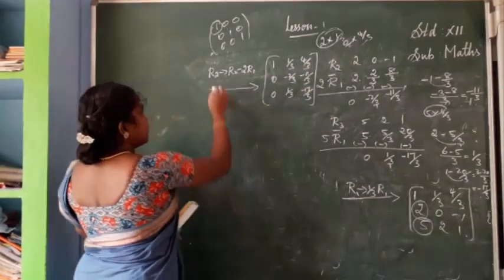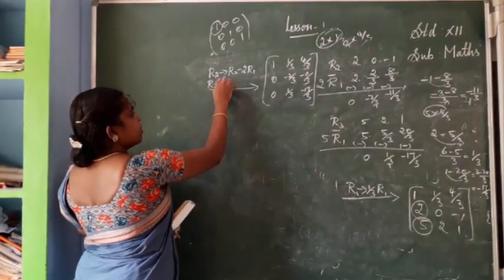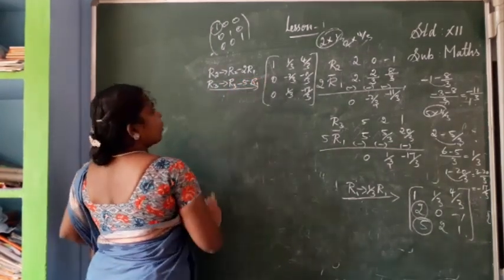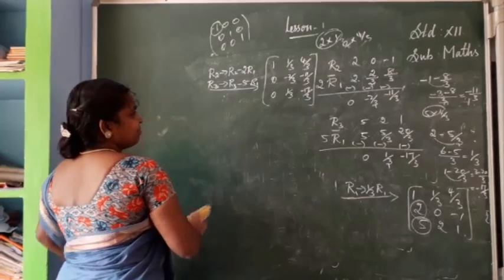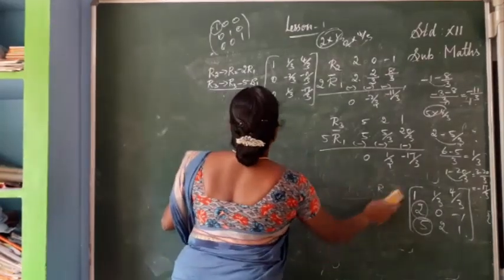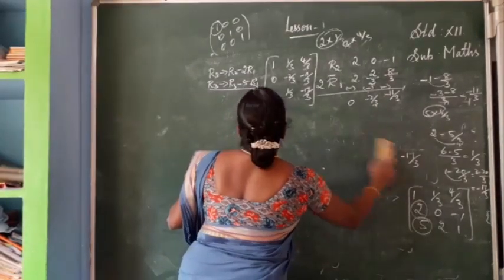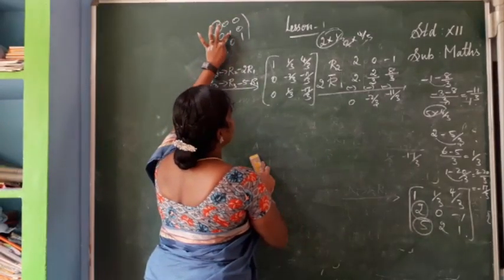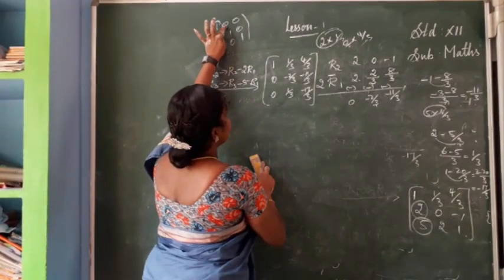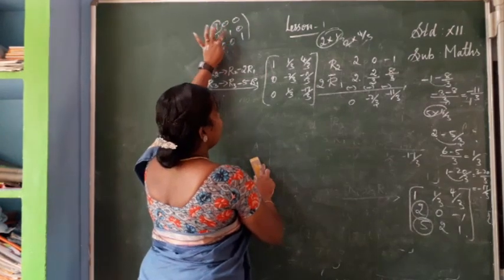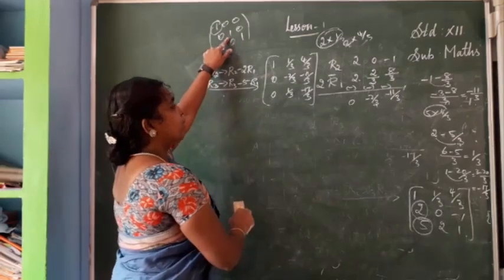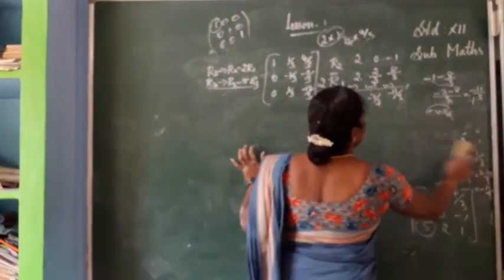Okay, the condition is R3 gives R3 minus 5R1. Okay, next. What is the step? Next you have to convert this column. This element we need 1, so actually 0, 1, 0. Anyway, all the columns first you have to convert to 1 only. Okay, then only you can continue to the next step.